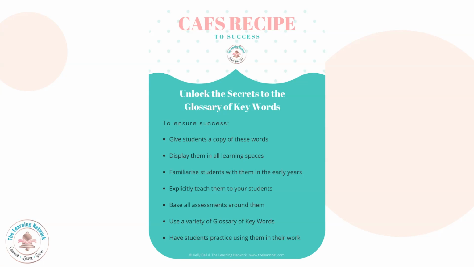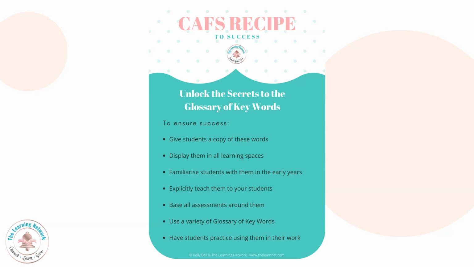Unlocking the glossary of keywords is all about showing the students the words, displaying them, having them available in your classroom, but also familiarising the students with these right from the get-go. I'm talking about in a K-12 school in the primary years. If you're at a 7-12 school, if you're teaching PDHPE and TAS, right from year 7. Teaching them explicitly is really, really important. They need to be able to apply their understanding in lots of different ways. And we need to base our assessments around these.